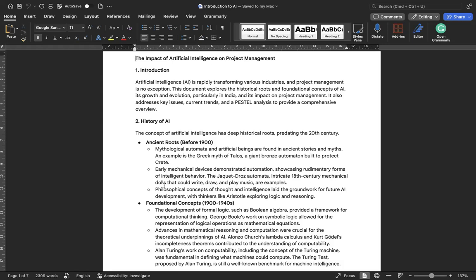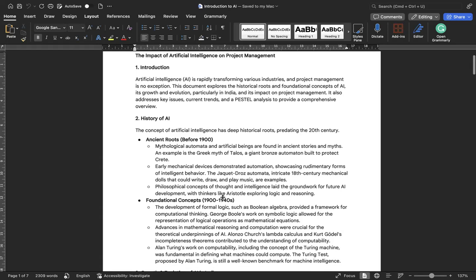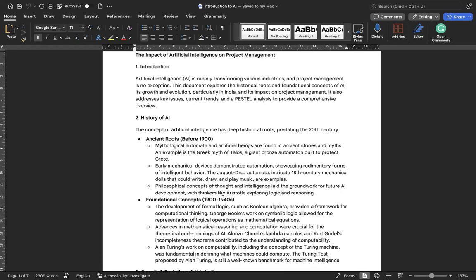It's a mechanical device that could write, draw, and play music as well. And for the philosophical concepts of thought and intelligence, these laid the groundwork for future AI development, with thinkers like Aristotle explaining logic and reasoning.